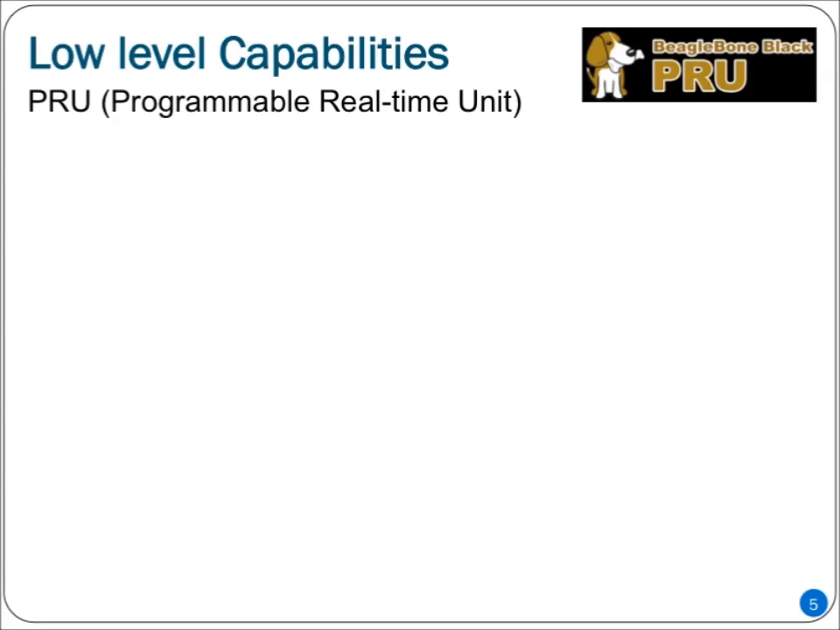Also, it has a very nice low-level thing called PRU. Fatima already talked about it a little bit. PRU is the Programmable Real-Time Unit. This PRU has the capability of accessing the I/O at 200 megahertz, which means that one instruction will take only 5 nanoseconds to execute.